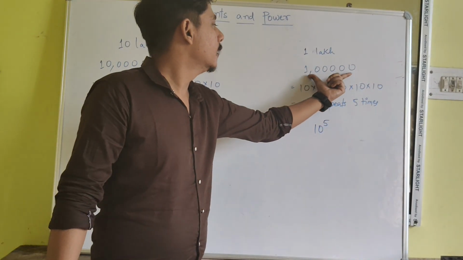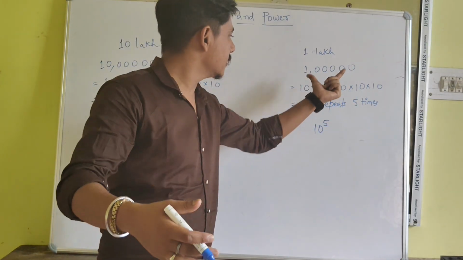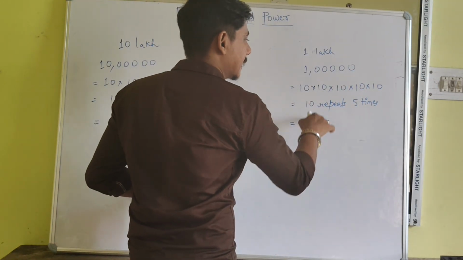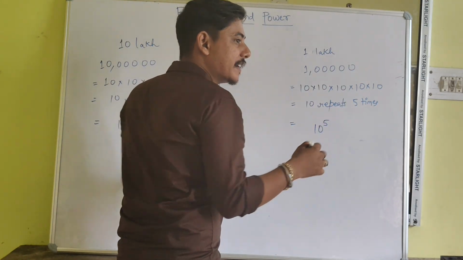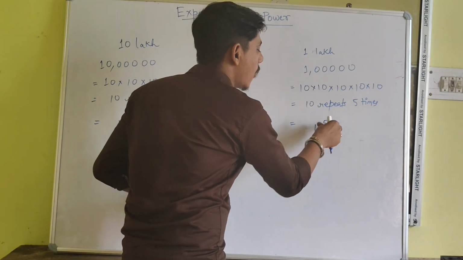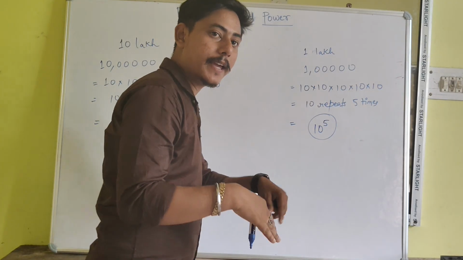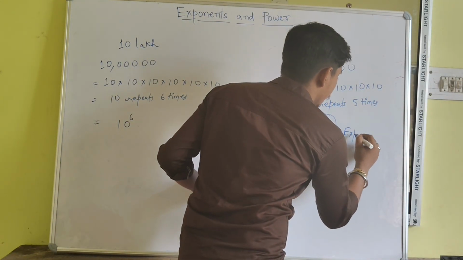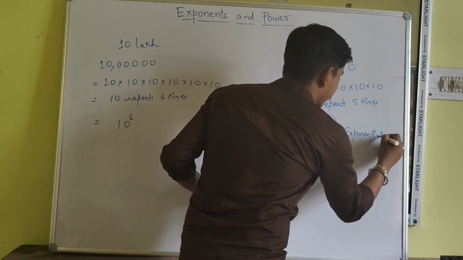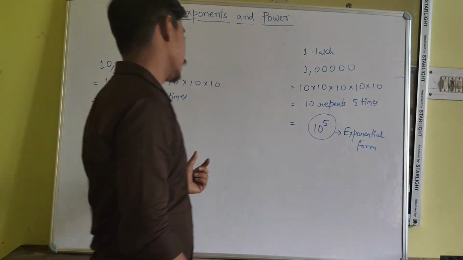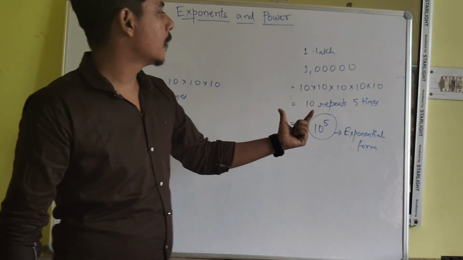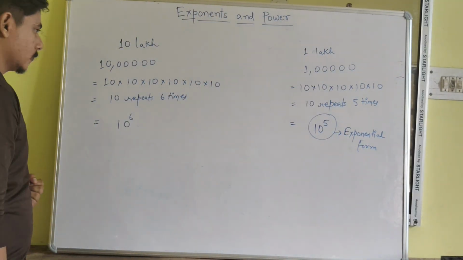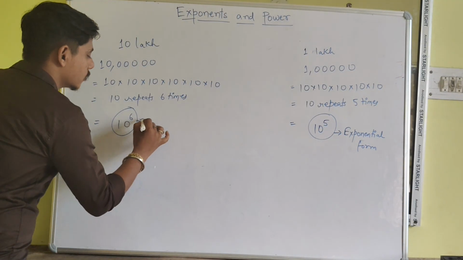Just see that number. It looks like such a big number, that is 1 and the 5 zeros, 1 lakh, and it is such a short notation. 1 lakh can also be written in a simple way, that is 10 to the power 5. The simple way of this notation is known as exponential form. Exponential form is nothing but the simple notation of a bigger number. 10 to the power 6 is also the exponential form.